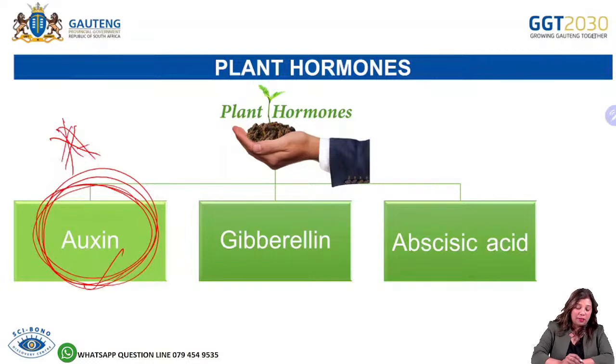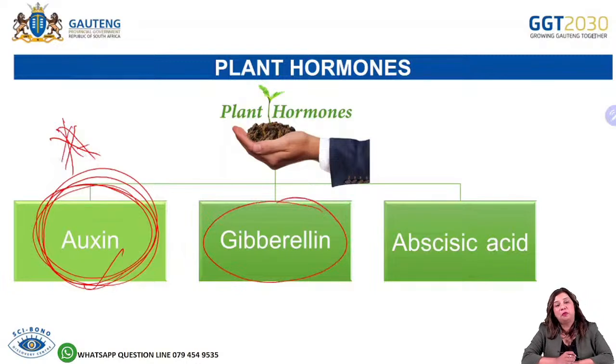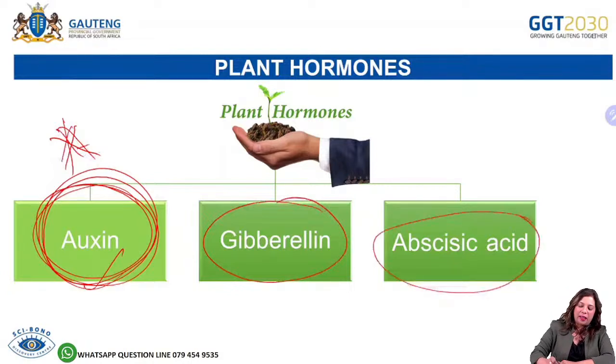So that is auxins. The next one is gibberellins. So gibberellins, the spelling, grade 12s, double B, double L. Double B, double L. Remember that. When you are spelling a word, make sure you say it out loud. So when you say it, that is how you must write it. Okay? So it's gibberellins. And the next one is abscisic acid. So we're going to look at these 3 in specific.